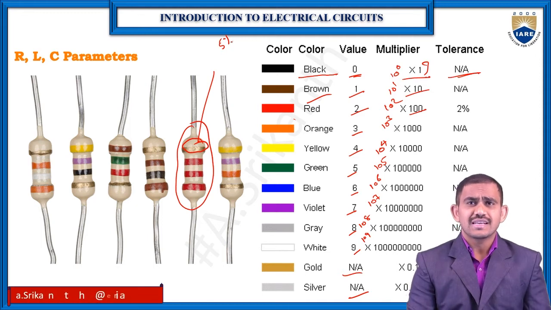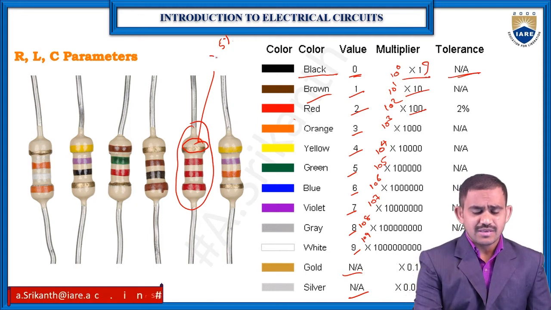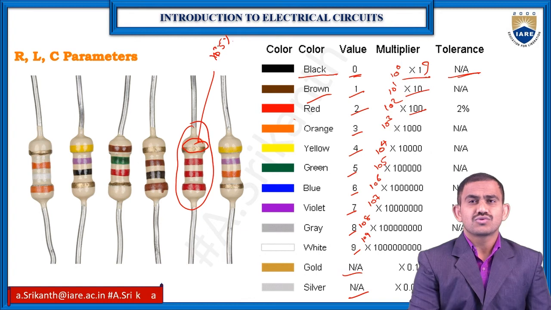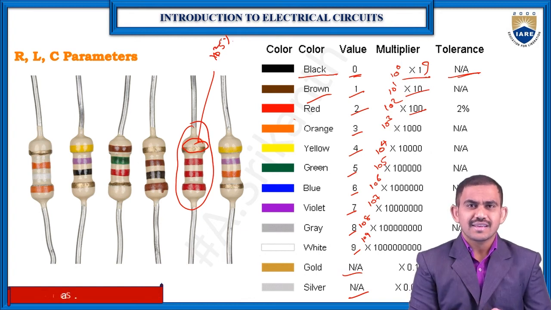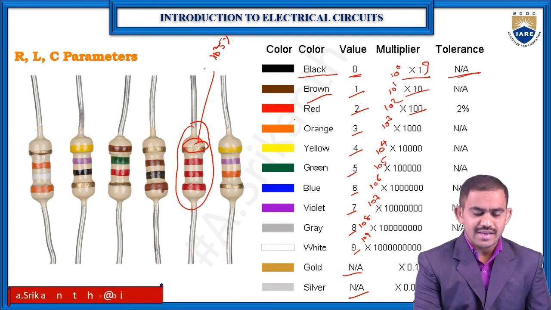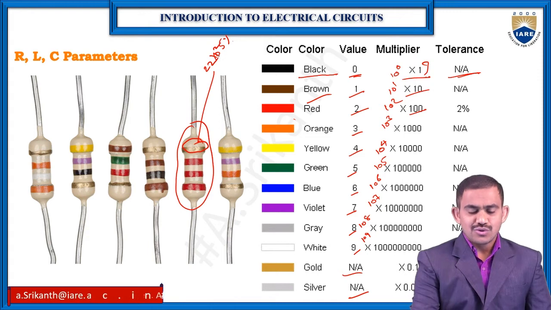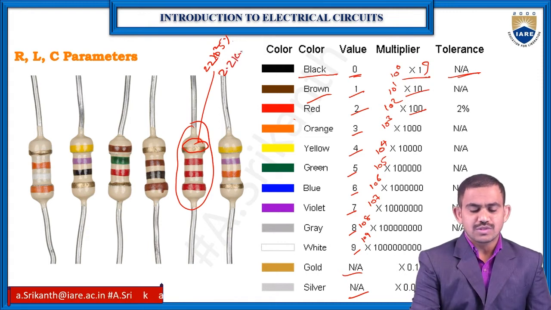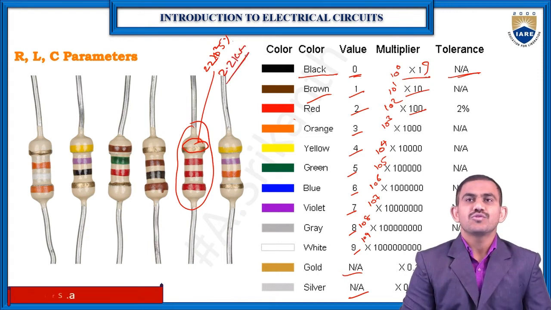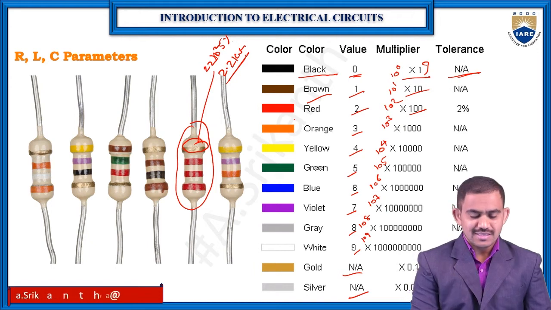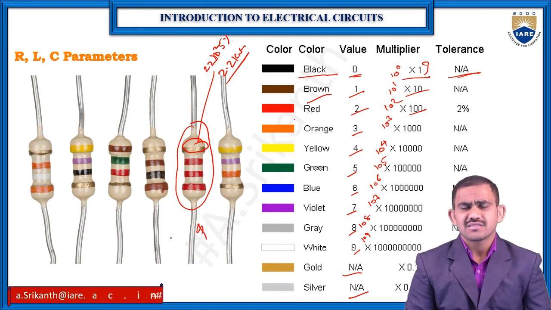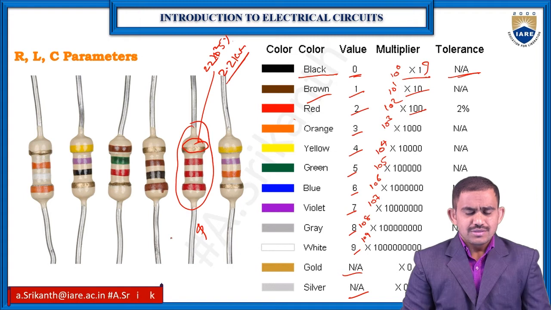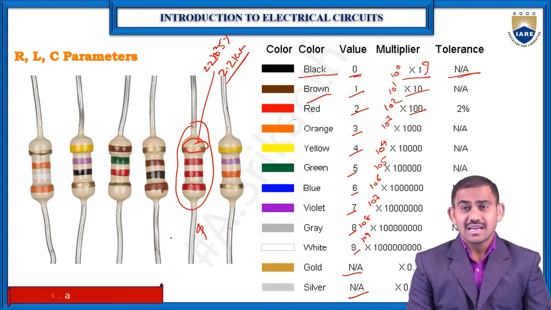The tolerance value is 5% for the gold color. Before the gold color, there is a red. Red is 10 power 2, and then both digit bands are again red. So red means 2 and 2. So your value is 2.2 kilo ohms. 2.2 kilo ohms for this resistor. The remaining ones are also the same. Okay, so this is about resistor values and color coding.